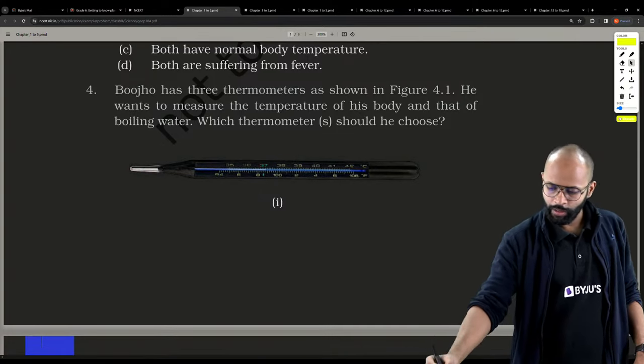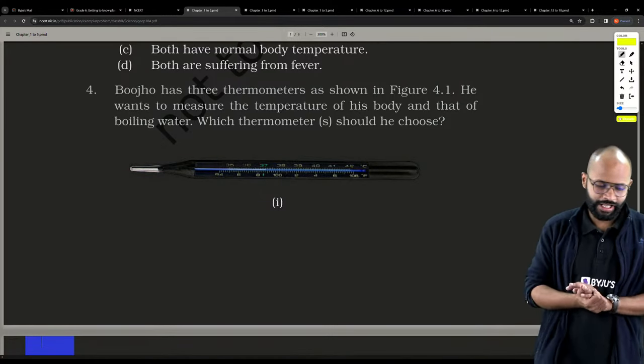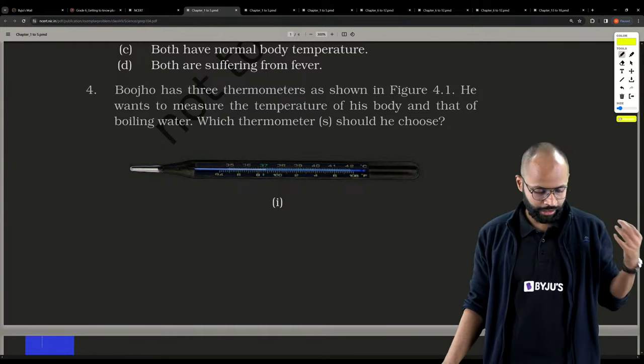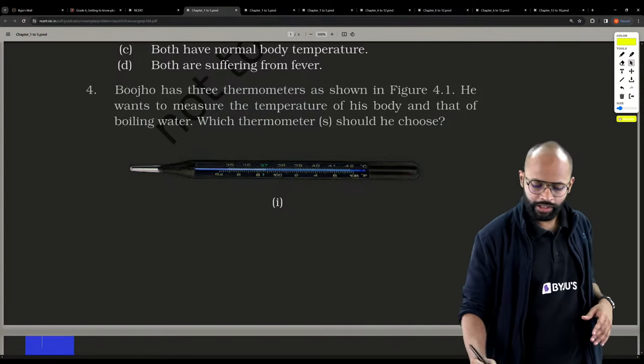Let's come to question number 4. It's a diagram question. Bujho has 3 thermometers as shown in the figure. Sir, I can see only 1 thermometer. Okay, don't worry, I'll show you.